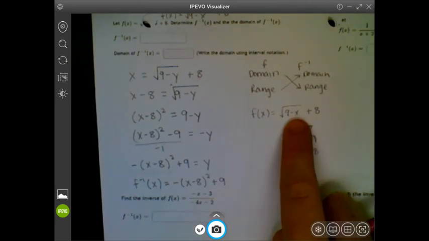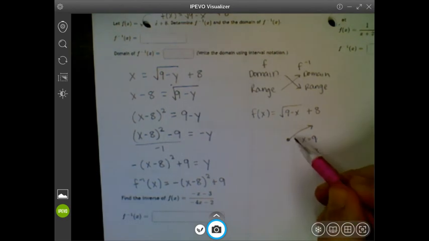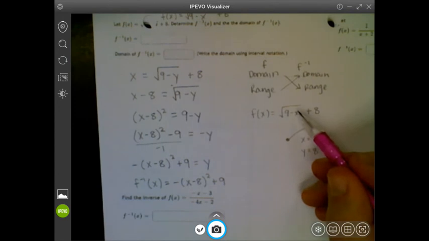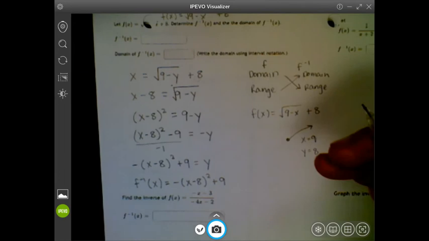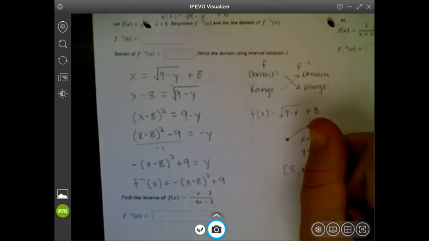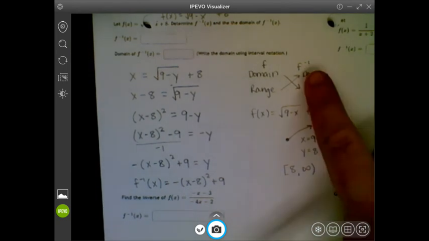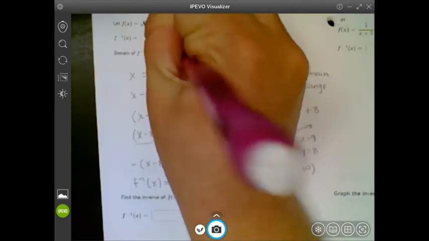The y value in that case is going to be 8. So you plug in 9: 9 minus 9 is 0, square root of 0 is 0, plus 8 is 8. From there, you are going to have numbers that are bigger than 8. If you put an x value in here, take the square root, and add it to 8, it will always be bigger than 8. So the range would have been 8 and bigger, from 8 to infinity. And so the domain of your inverse function is 8 to infinity, and 8 gets a bracket.